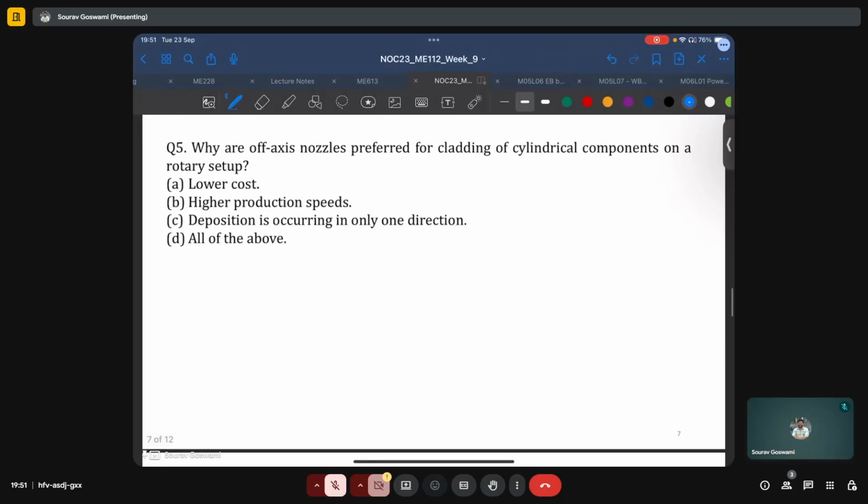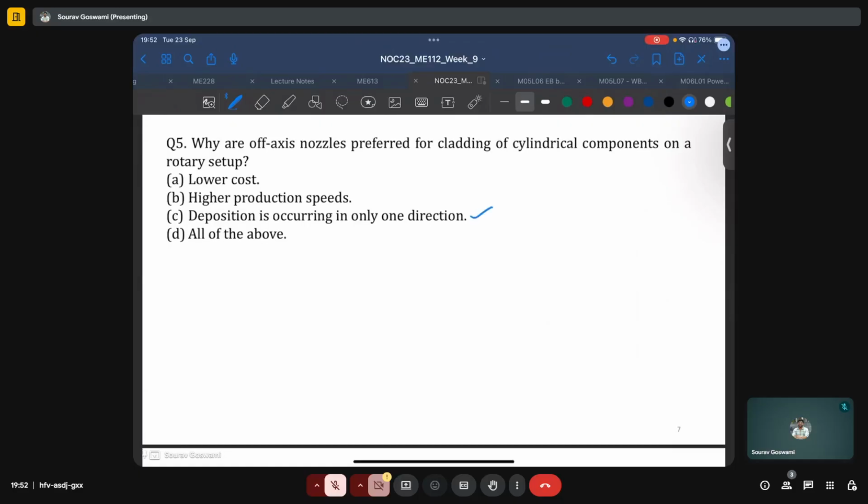Why are off-axis nozzles preferred for cladding of cylindrical components on a rotary setup? And we saw two examples of this. One for a wire-based AM process and the other for a powder-based AM process. Is it because of the lower cost? Is it because of the higher production speeds? Is it because the deposition is occurring only in one direction? Or is it all of the above? The deposition is definitely occurring in only one direction, which makes the use of off-axis nozzles simpler and more efficient.